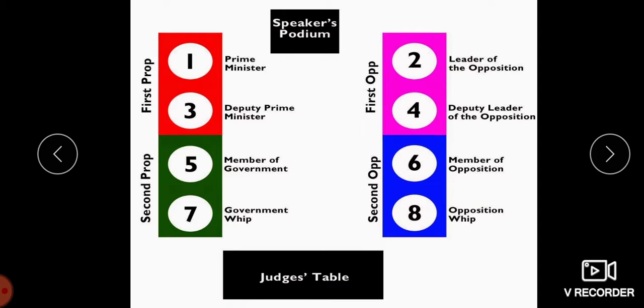Next, we have the removal of judges. The Parliament can remove the judges of the Supreme Court and the High Court, the Chief Election Commissioner, and the Comptroller and Auditor General of India, if they are found guilty of violating the provisions of the Constitution.